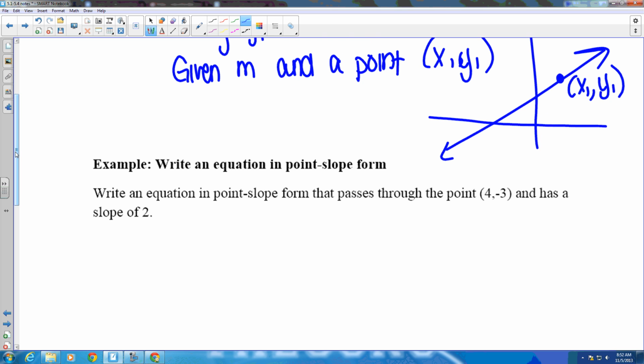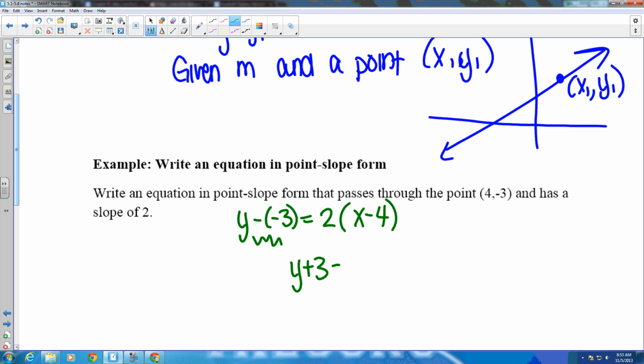your point x1, y1 would be anywhere on the line that is given to you. Okay, so let's write an equation. It passes through the point 4, -3 and has a slope of 2. Okay, so y minus y1, we subtract off the y value, equals m times x minus x1. You want to simplify any two negatives in a row like that. So y plus 3 equals 2 times x minus 4, and that's all we have to do.